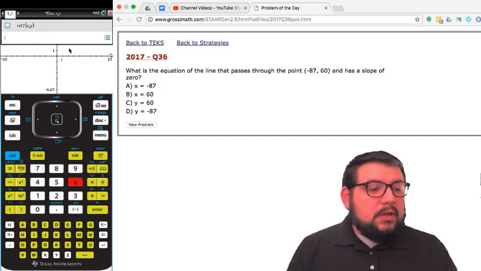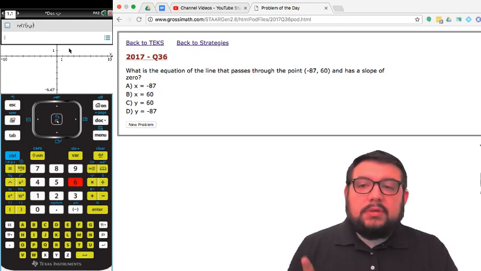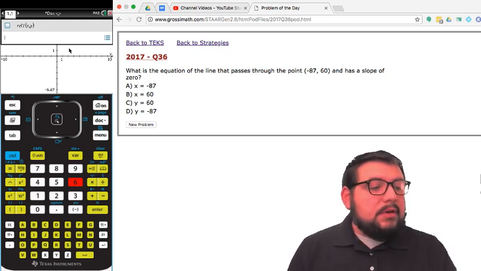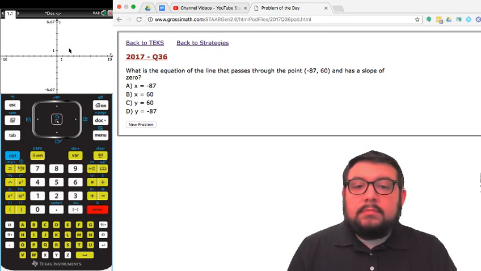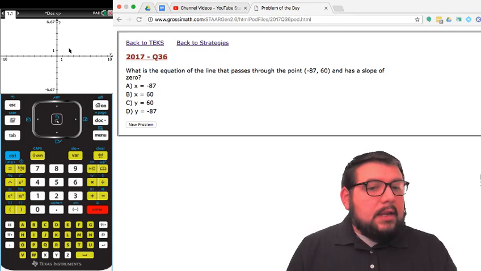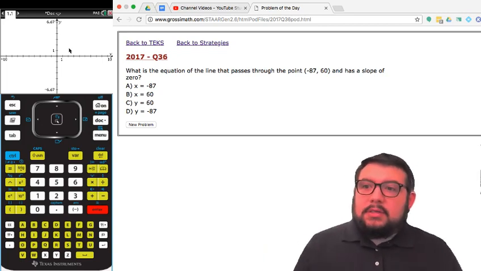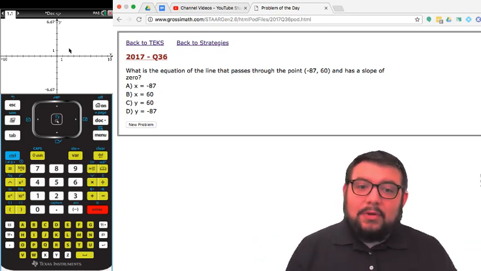And once you've deleted it, you're going to put in the first equation that you see, x equals negative 87. Because that's the first answer we'll test. X equals negative 87. Okay. So now we're going to take a look at the line. But there's nothing on the screen. Oh no, the calculator's not working.